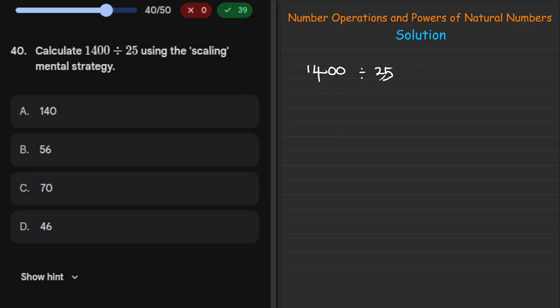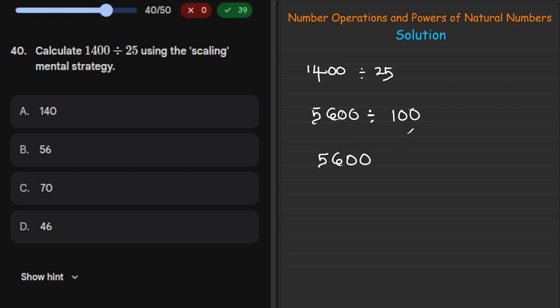With that, you realize that if we multiply 25 by 4, we are getting 100. And we all know division by 100 is very, very easy. So why not just multiply these two numbers by 4 and then by 4? You see, so with that, we are going to get 1400 times 4, which gives us 5600. So divided by 25 times 4, on the other hand, gives us what? 100.